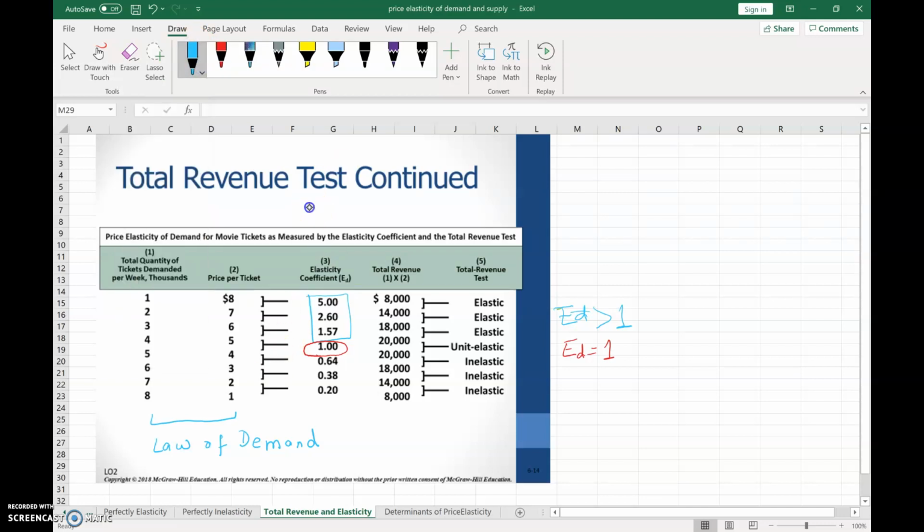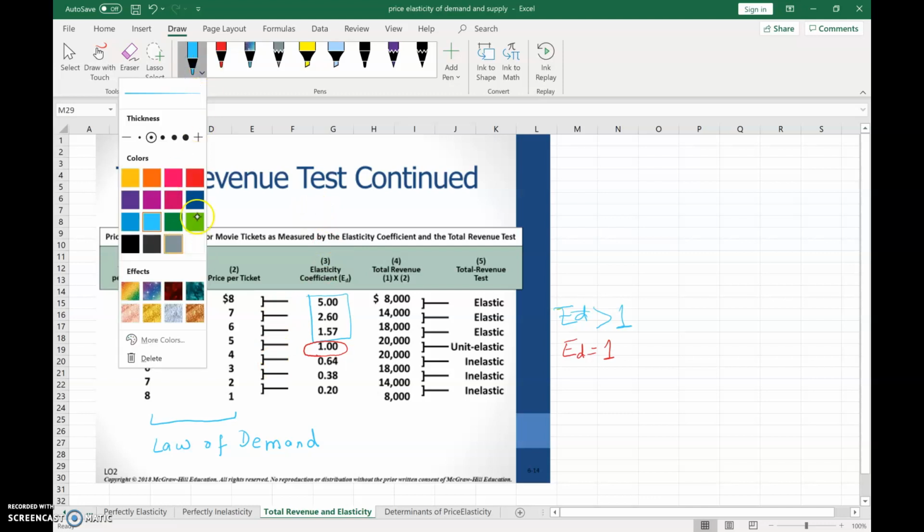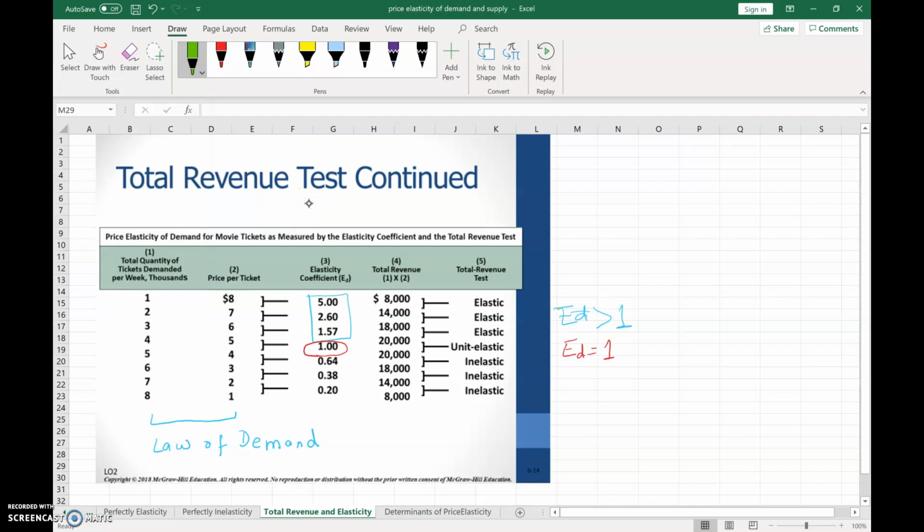Now if I look at the rest of the elasticity values, these values are less than 1 and demand is inelastic. Please notice here only the positive values are reported. The negative sign is ignored when we are reporting the elasticity values.